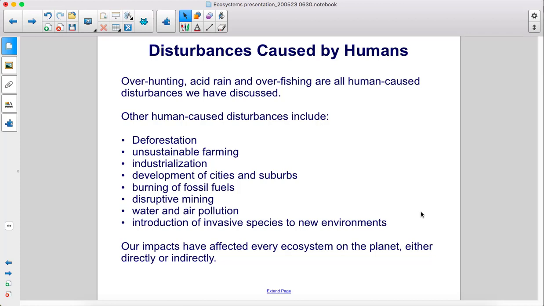Other human-caused disturbances include deforestation, unsustainable farming, industrialization, development of cities and suburbs, burning of fossil fuels, disruptive mining, water and air pollution, introduction of invasive species to new environments. Our impacts have affected every ecosystem on the planet, either directly or indirectly.